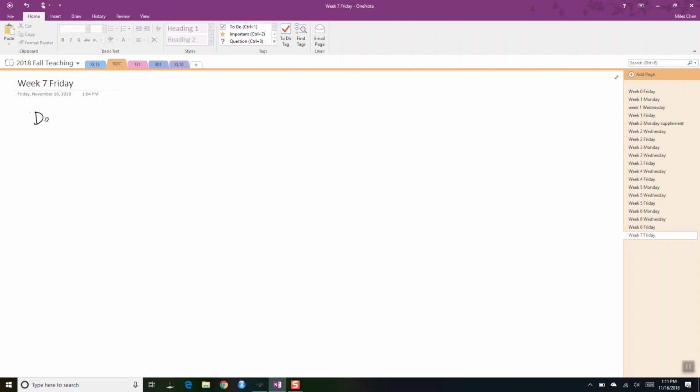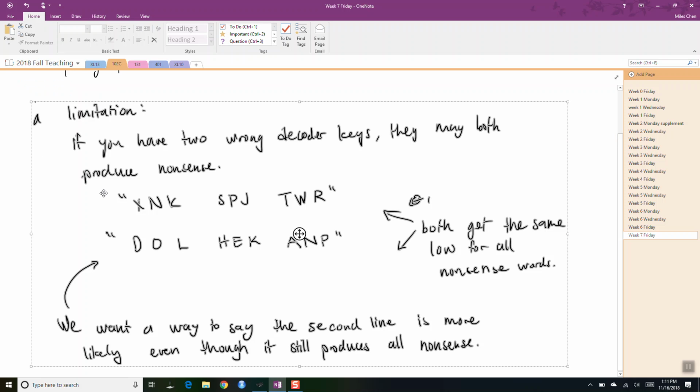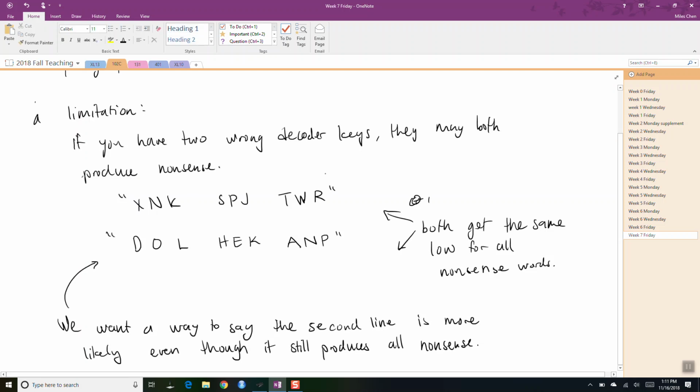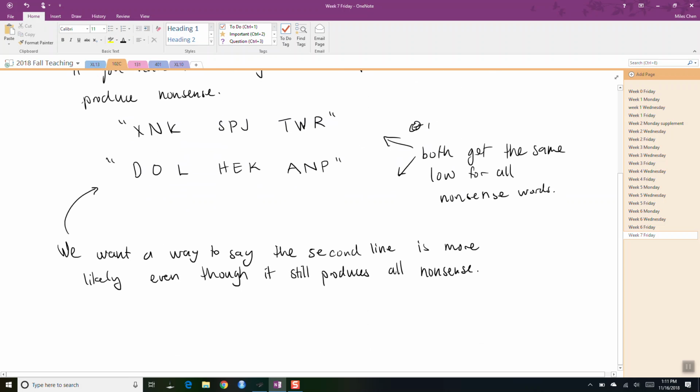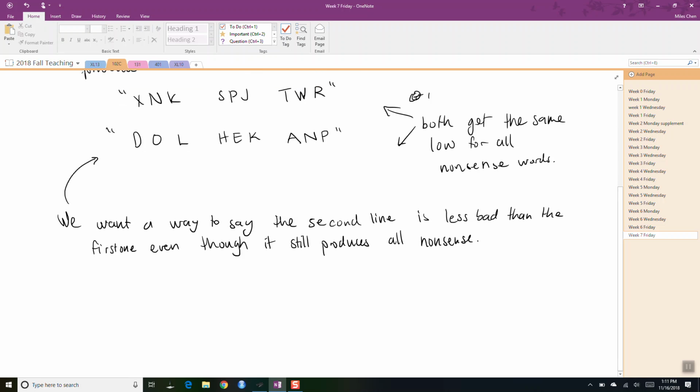All right, so we're still in our deciphering problem. Okay, and so we have two wrong decoder keys, and they both produce nonsense. But we want to say that the second line is, I would say, less bad than the first line, even though it also produces nonsense. Okay, because the second one looks less bad.